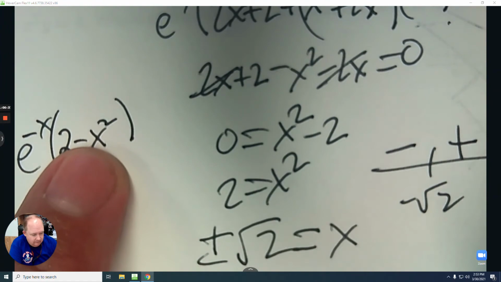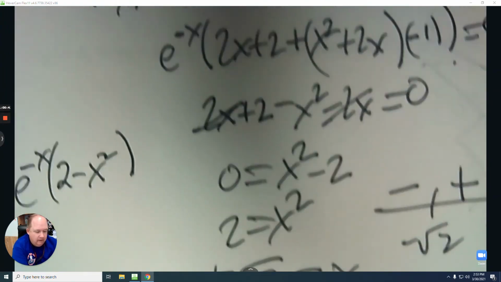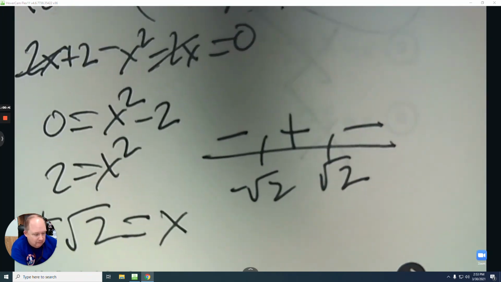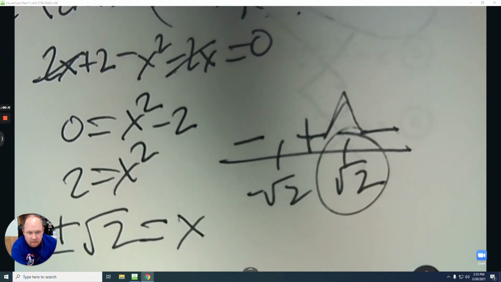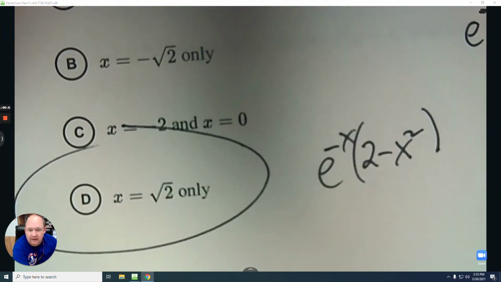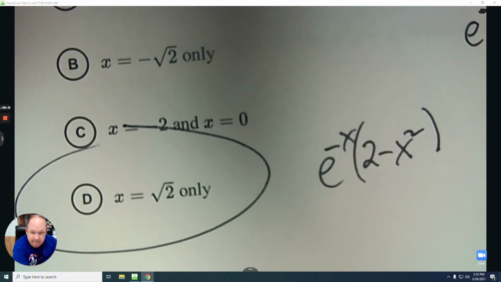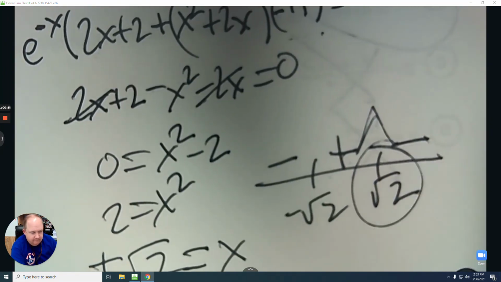And then the question is, where is there a maximum? If I look at the signs, the maximum is when you go from a positive to a negative. That's the maximum at root 2, only there. So the answer is D. Only at root 2 do we have a maximum. That's where the derivative changes from positive to negative.